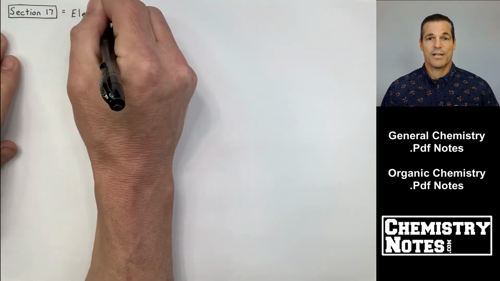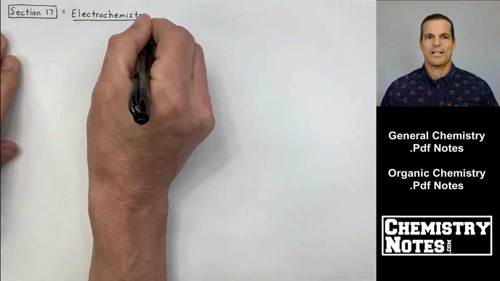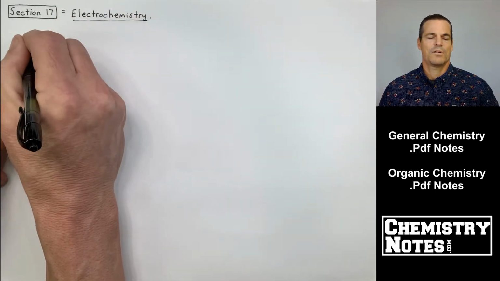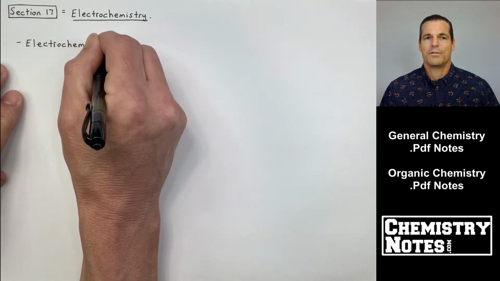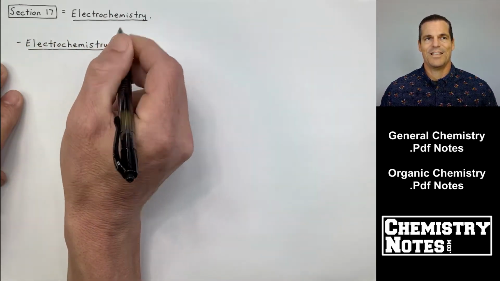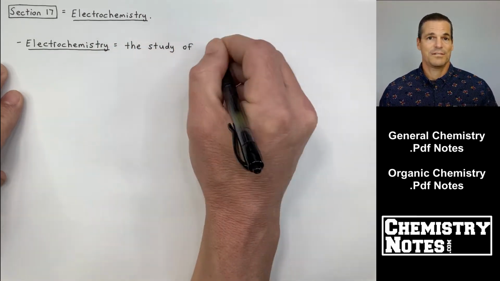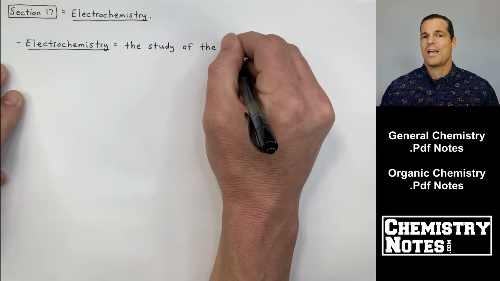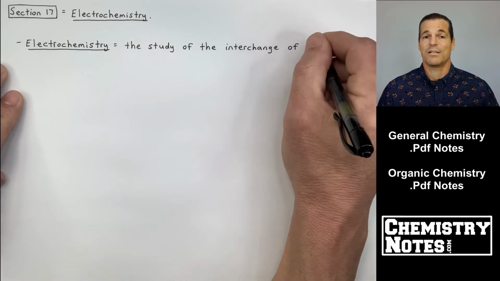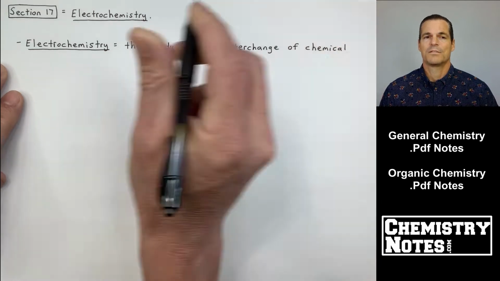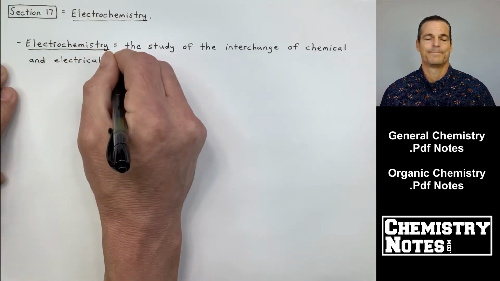This is kind of like a brand new chapter. It's section 17, Electrochemistry. Just by looking at the word electrochemistry, you know we're going to talk about the interchange or the interaction between something electrical and something chemical. As we get further along in this section, we will see that that is absolutely true. So let's get started. This is section 17, electrochemistry.